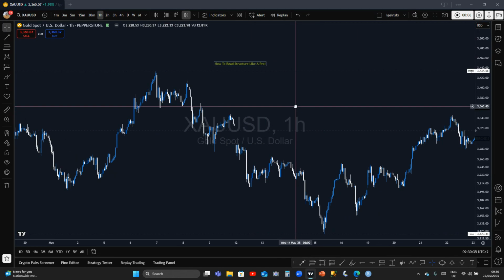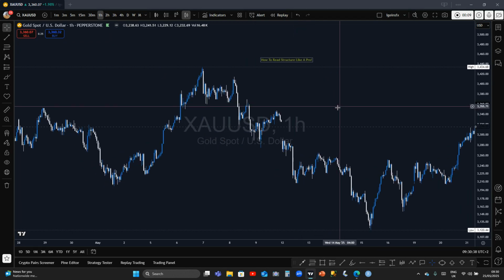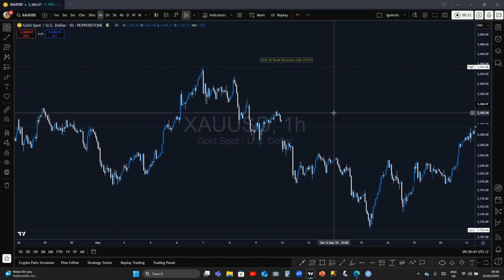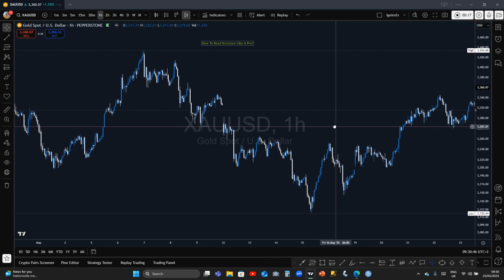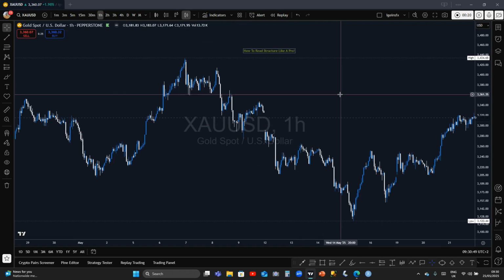Today I'm going to quickly show you how you can read structure like a pro. Structure in trading is everything. You need to know when there's a change of character. You need to know when a trend is an uptrend. You need to know when an uptrend has changed and is now becoming a bearish trend. And you also need to know when there is an internal structure shift, without even being a bearish trend.